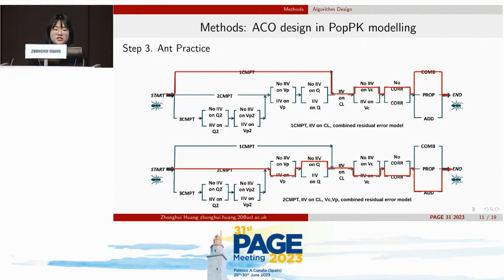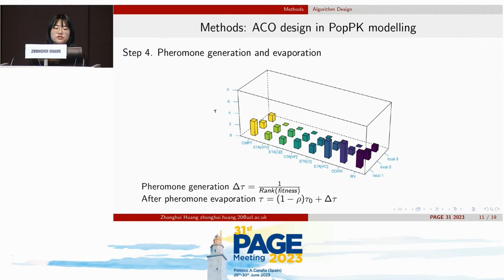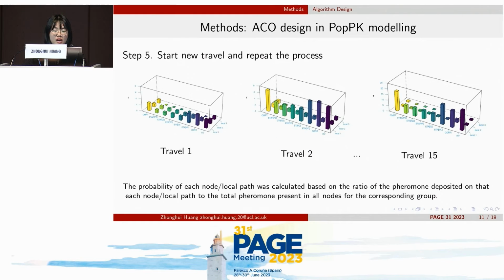After conducting the practice, we can calculate the pheromone based on the model results. The pheromone calculation is based on the ranking of the fitness function explored in the previous section. On the other hand, in the ACO system there is a pheromone evaporation part, which means there will be a constant pheromone loss. After we calculate the pheromone, the ant can start a new travel based on the probability for each model component.